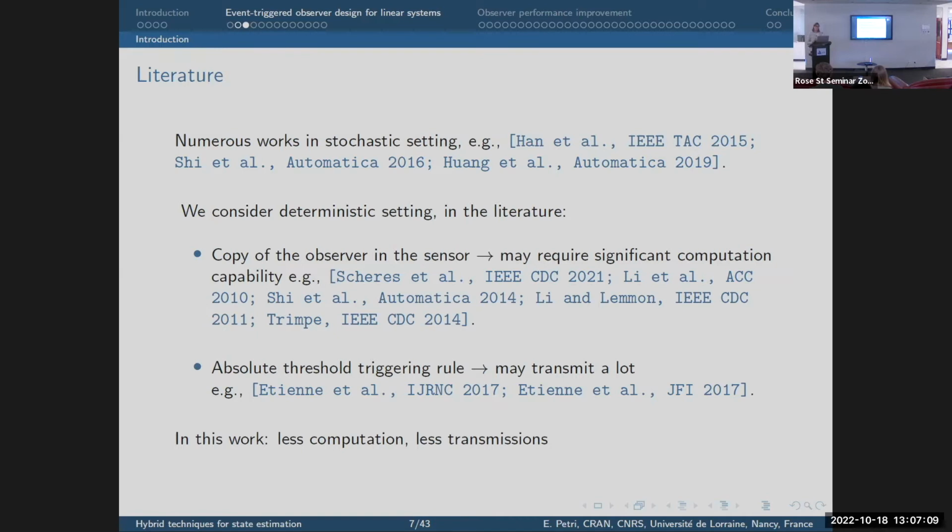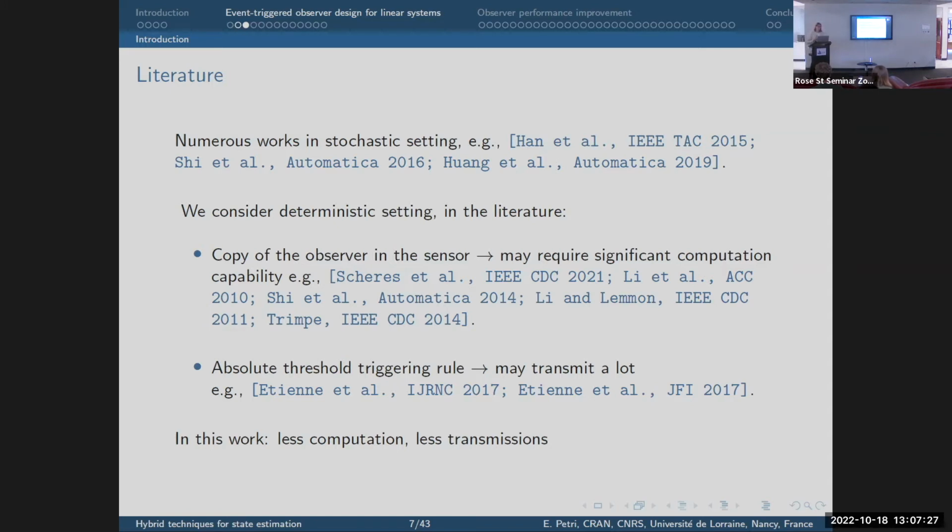Another approach present in the literature is the absolute threshold triggering rule. It simply consists in comparing the last transmitted output value and the current output. And when their difference is bigger than a constant, it triggers a transmission. The drawback of this technique is that it may require a lot of transmissions.